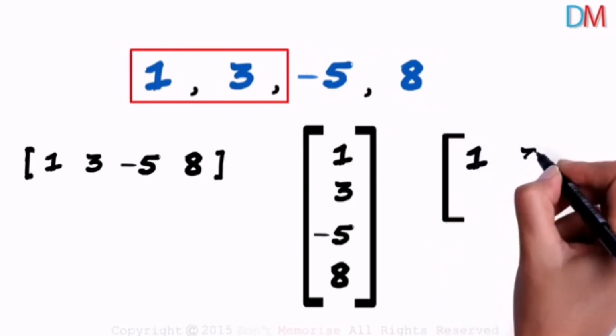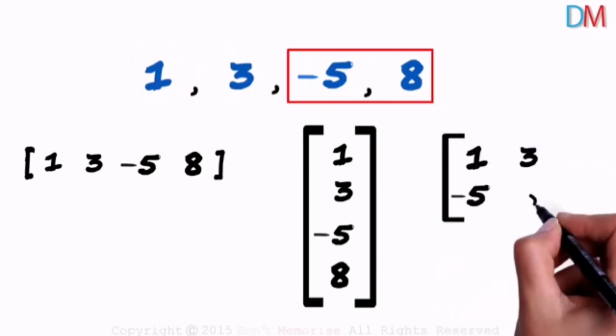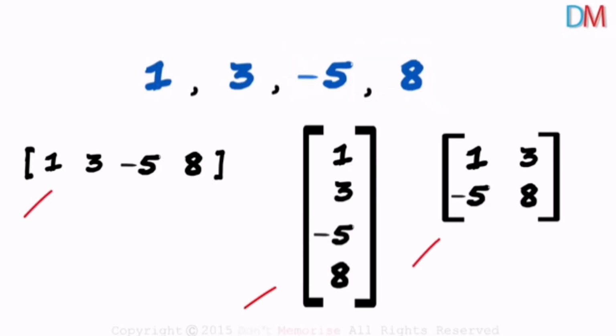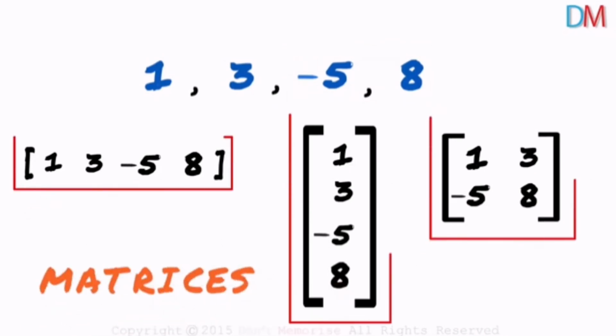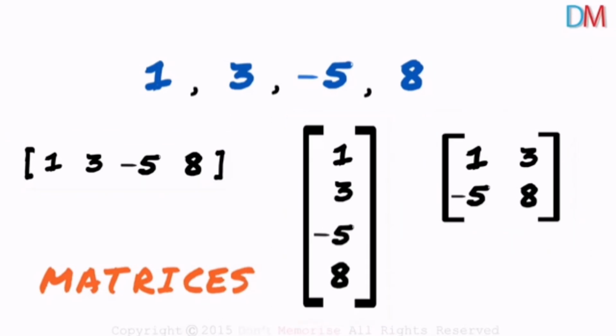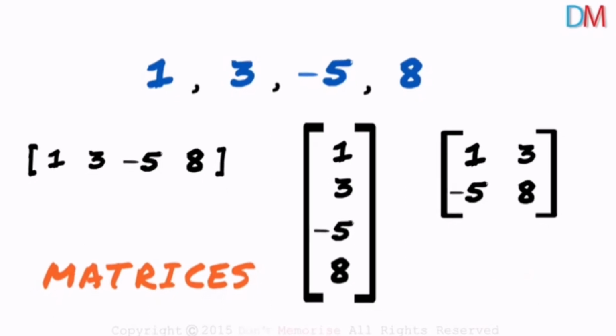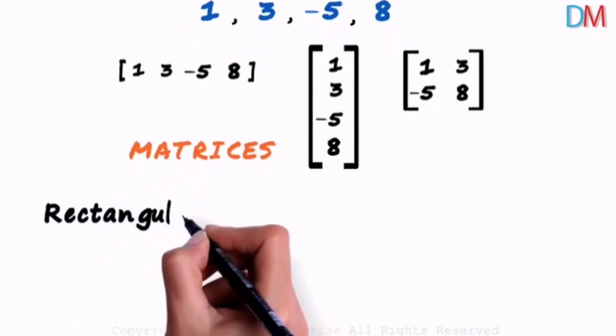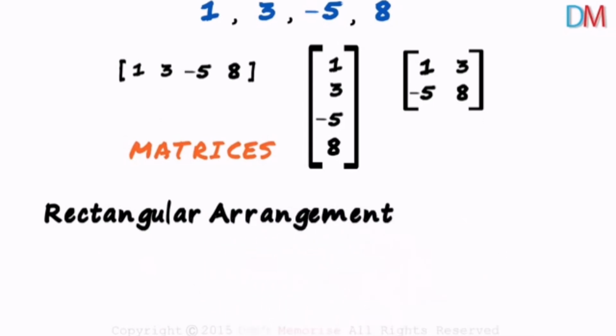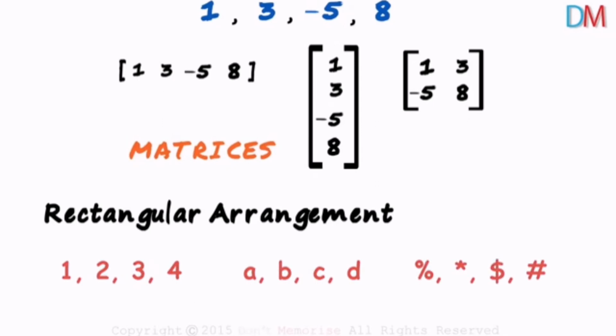The first 2 numbers in the first row and the last 2 numbers in the second row. All these 3 things you see here are called matrices. Each of these is a matrix, just an arrangement of rows and columns. But how do we properly define it? We can say that a matrix is a rectangular arrangement. But a rectangular arrangement of what? It can be anything. Numbers, letters, other characters, anything.